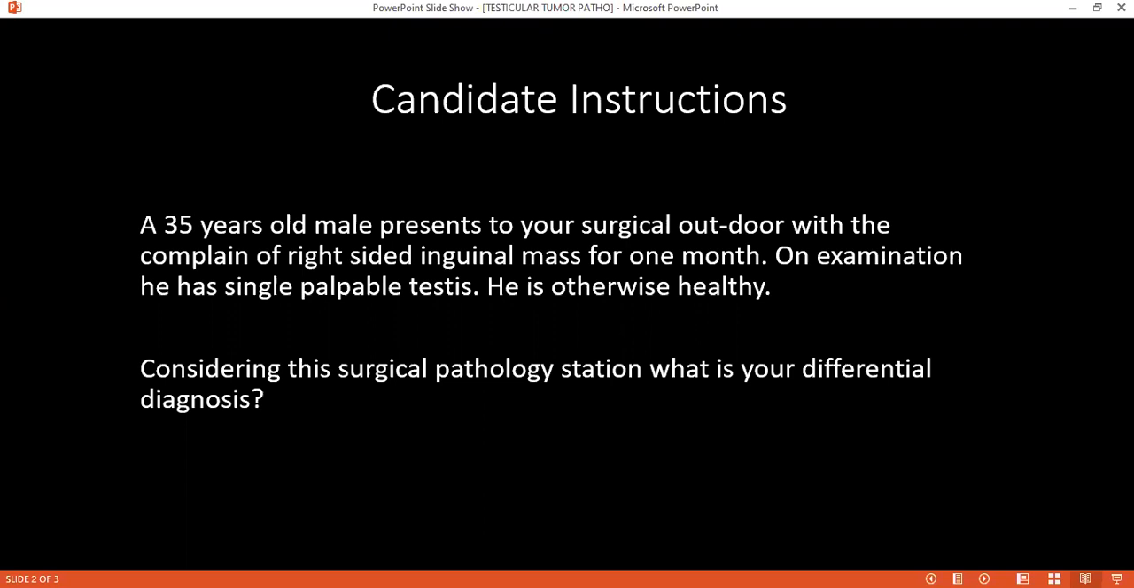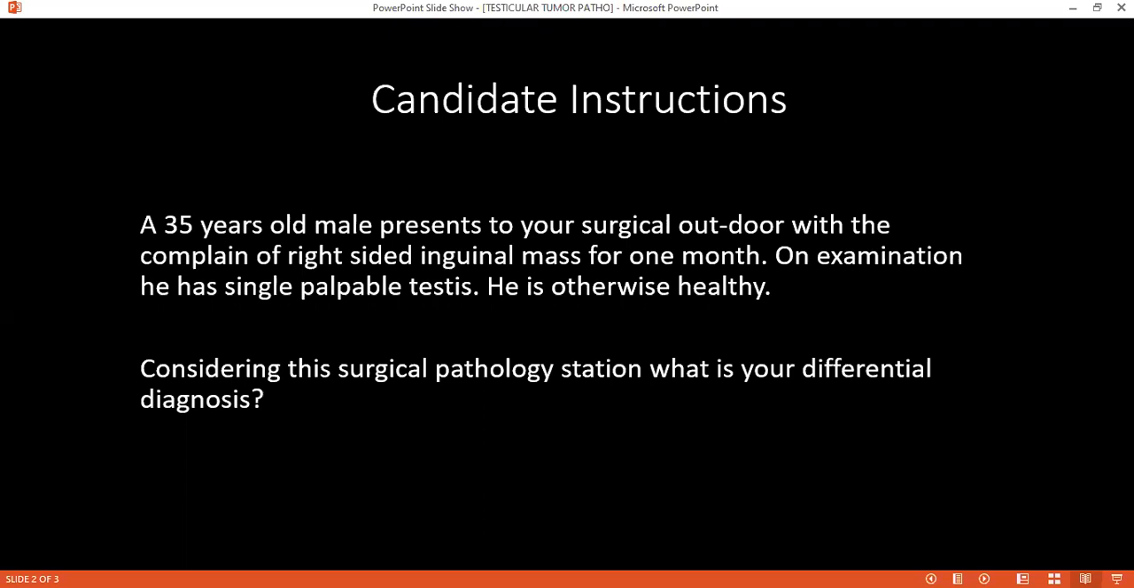Testicular tumors are germ cell and non-germ cell. Germ cell tumors are seminomatous and non-seminomatous. Seminomatous tumors are seminoma and spermatocytic seminoma, and non-seminomatous are choriocarcinoma, yolk sac tumor, and also teratoma. Sex cord tumors include Leydig cell tumor.